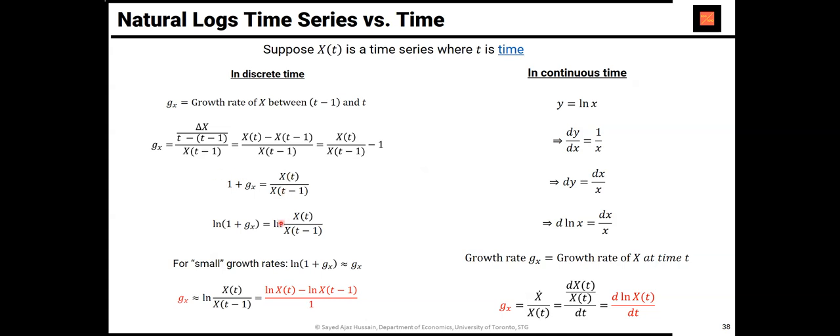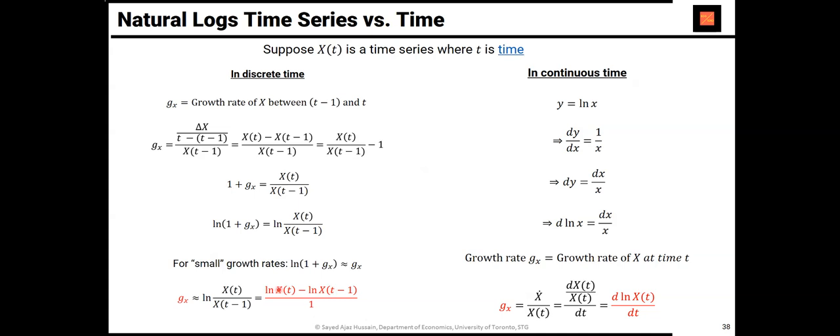Take logs of both sides. And now if the growth rates are small, we invoke our approximation. We know the log of 1 plus something small is that small thing. So log of 1 plus g becomes approximately equal to g. So the growth rate, for small growth rates, is log of the value of x today divided by the value of x yesterday. But by the rules of logs, this expression becomes log of x today minus log of x yesterday. And of course, dividing by 1 is trivially obvious.